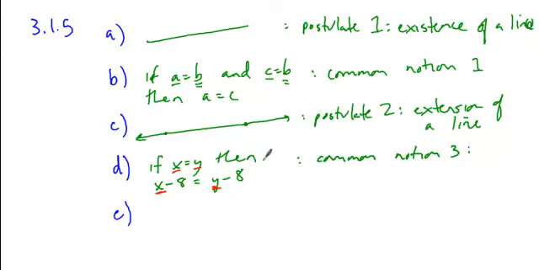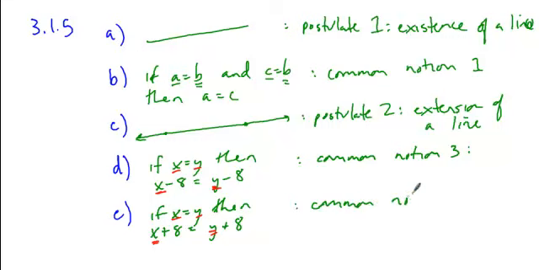And finally, the last example, if x is equal to y, then x plus 8 is equal to y plus 8. So here, instead, again, we start with x is equal to y, and we add 8 to one side, and we balance that out by adding the same value to the other side. That's an example of common notion 2, which is if equals are added to equals, then the sums are equal. So again, these are all the names in terms of the postulates and common notions, the more historical names for them.